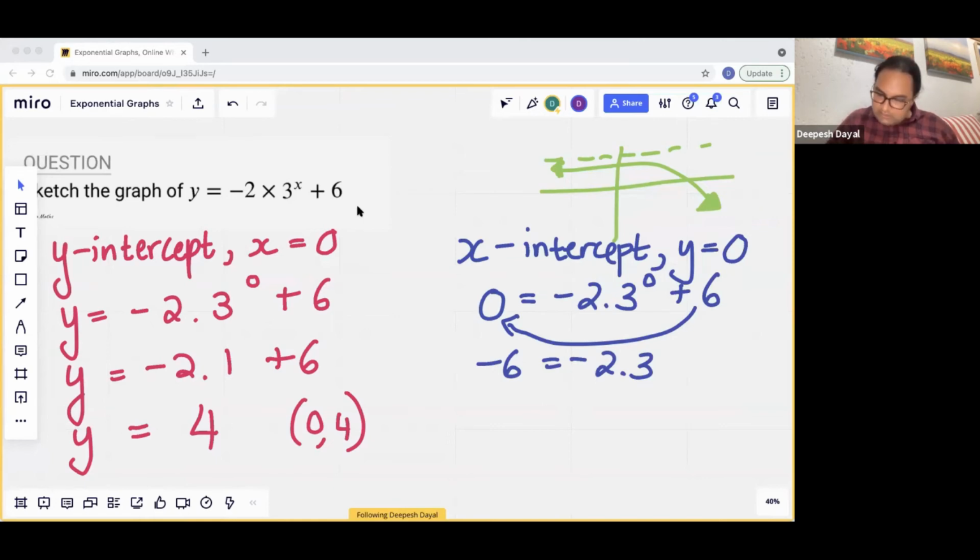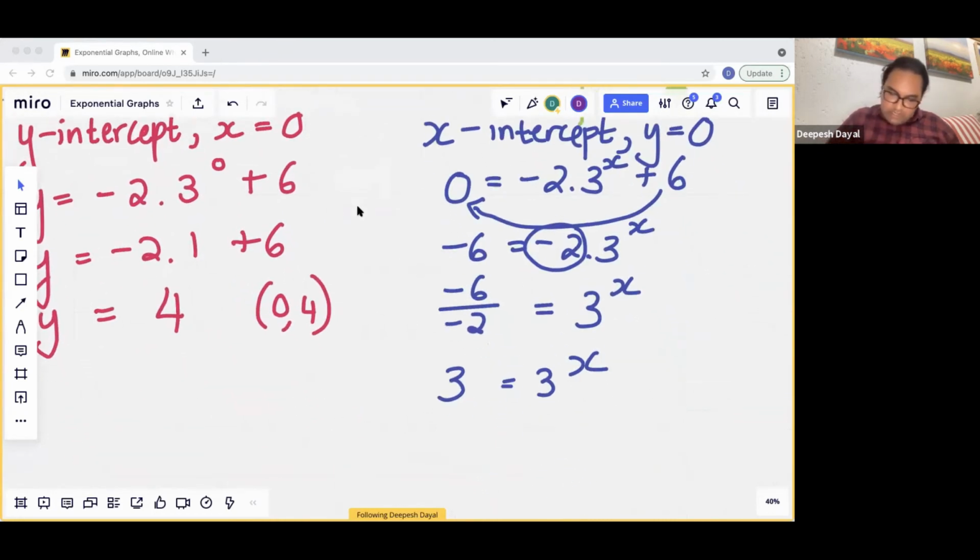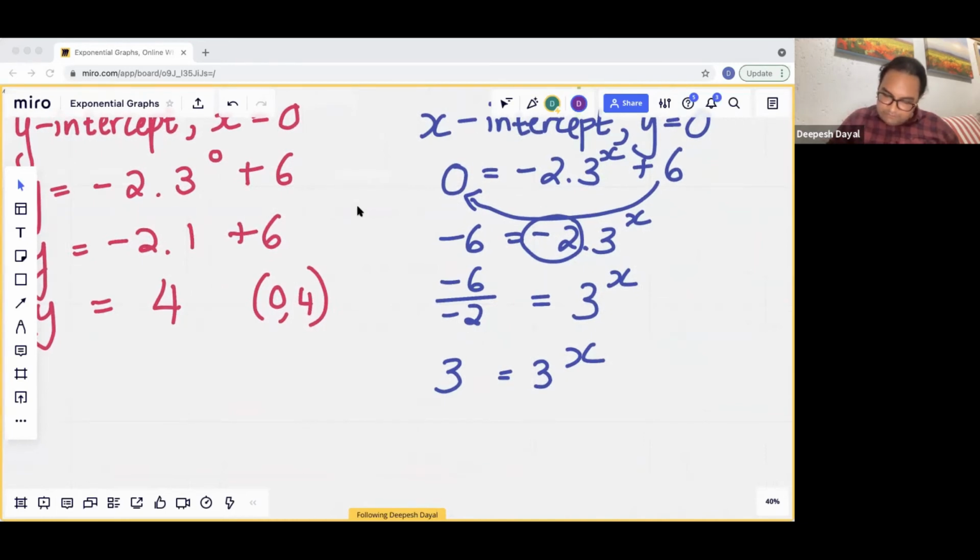Can you see I made a mistake here? That's not supposed to be 0. It's supposed to be x. So let me fix that. So it's going to be 3 to the power x, like that, right? So it's minus 6 equals minus 2 times 3 to the x. And then I divide by minus 2. So I take this 2 over. So it will be minus 6 divided by minus 2 equals 3 to the x. And 3 to the x equals 3.